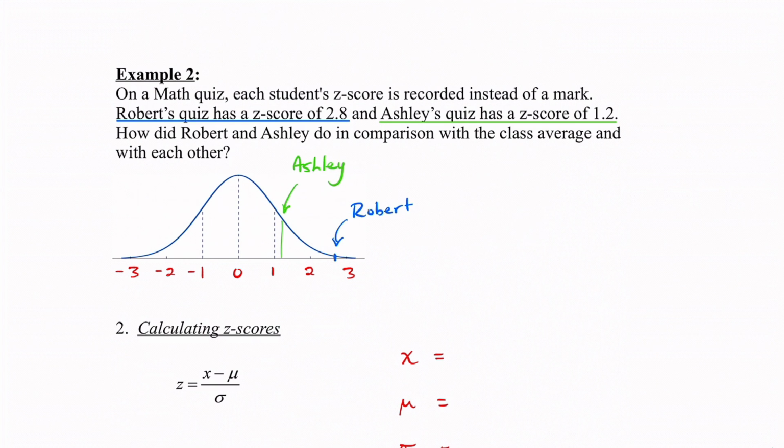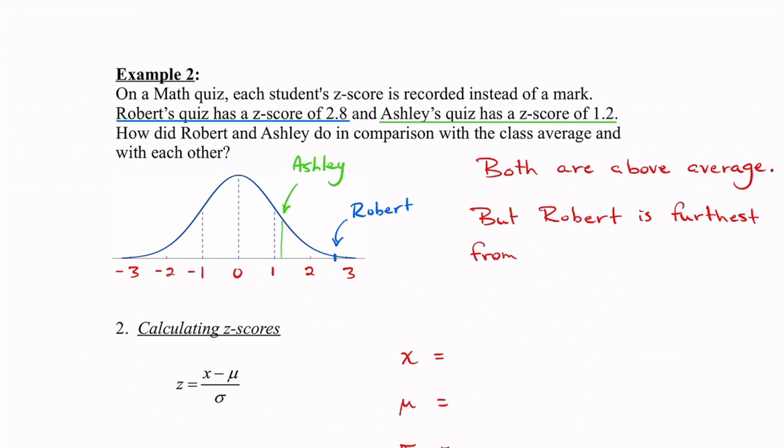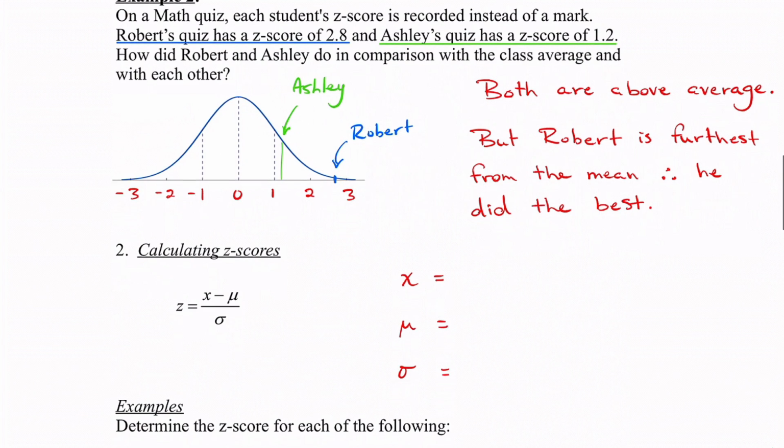So to answer the question of who did better in comparison to the class average, well, the class average is right in the middle. So Ashley did above class average, and Robert also did above class average, but Robert did even better than Ashley. He is further away from the mean. He is higher up, so he got an even better mark. So let's write that out. So again, both are above average, but Robert, he's even farther from the mean, so he did the best on this quiz.